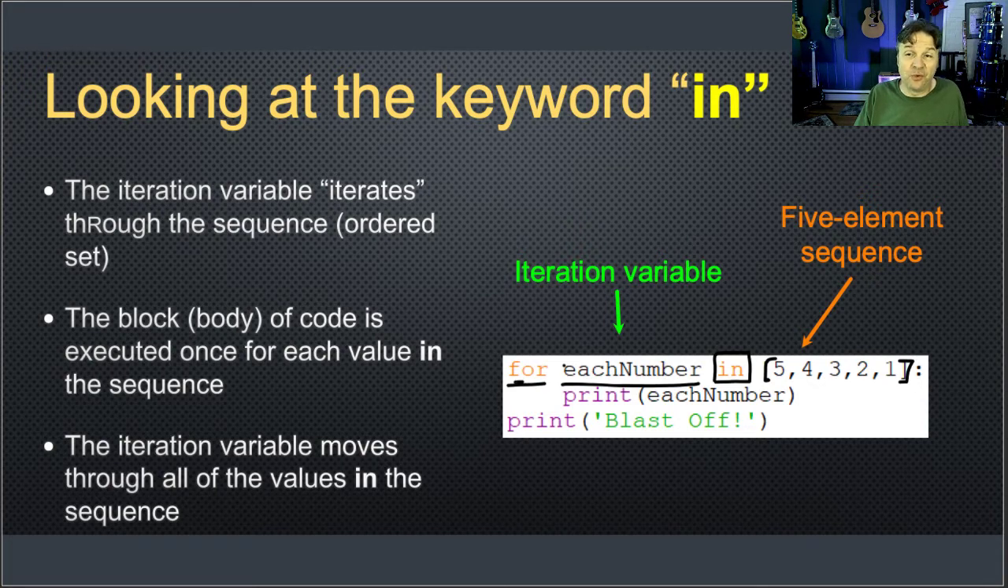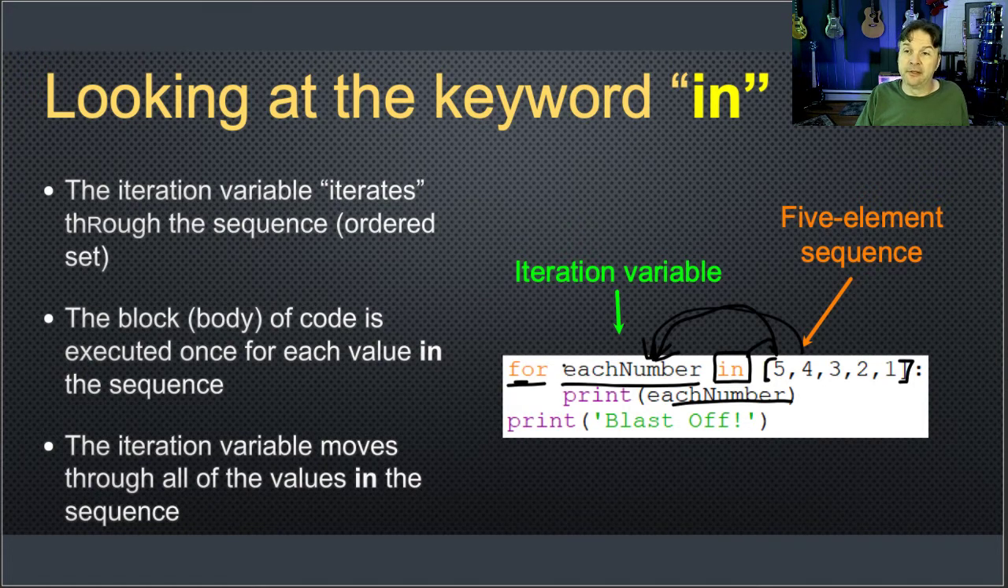So it says for, look inside this and see if there's a number. In says there's a 5. All right, so the 5 goes into each number. So each number now has the value 5, and then print 5. And it does this over and over again until it gets through it, right? So in then says, is there another one? Yeah, there's a 4, all right? So now this has the value 4.